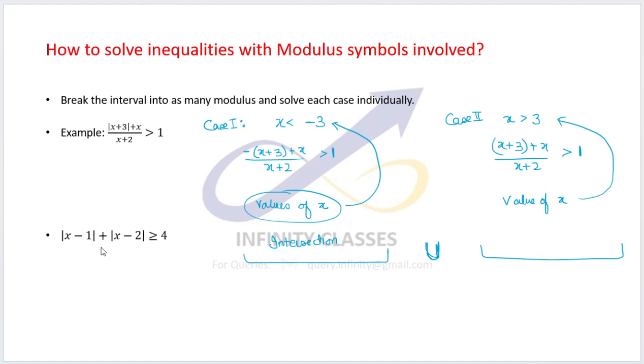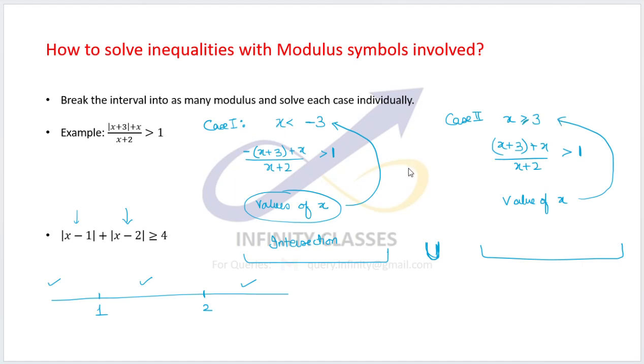Similarly, for such kind of questions, there are two modulus signs, and these are two different modulus signs. So we have to break the interval into two parts or three parts, I would say. I'll find out the factor of this and the factor of this. The factor of this is 1. Factor of this is 2. What I'll do is I'll take the conditions for x less than 1, x between 1 and 2, and x greater than 2. For any one of these cases, you have to take the equal to sign also.